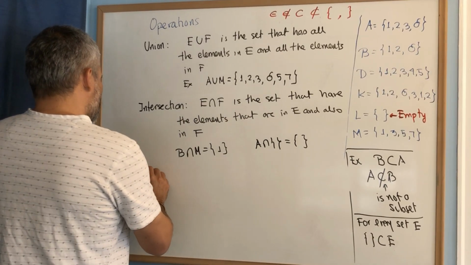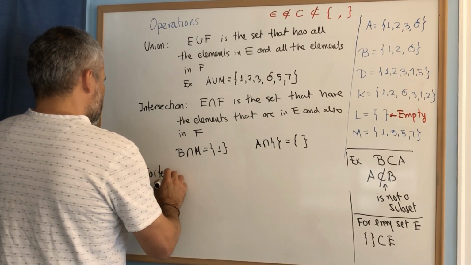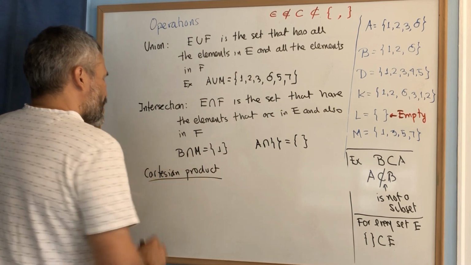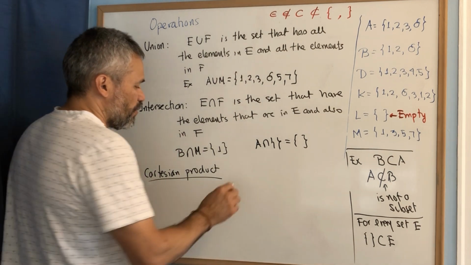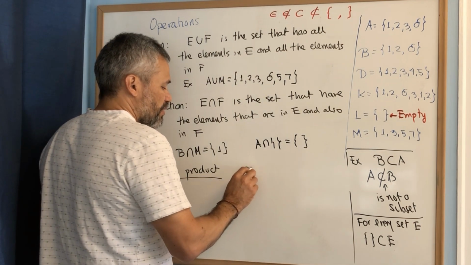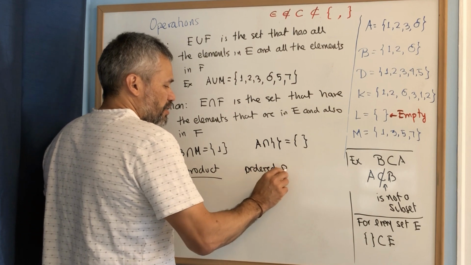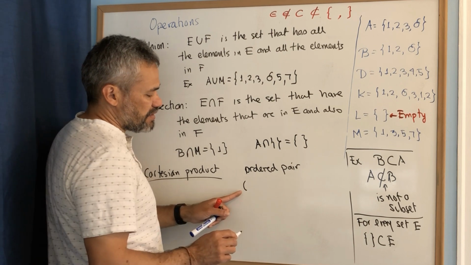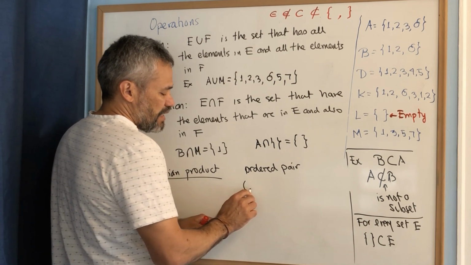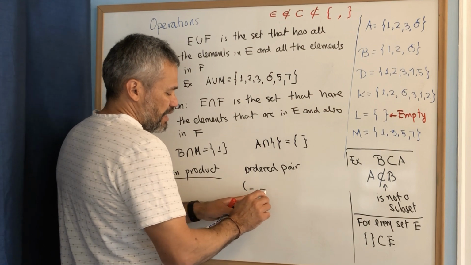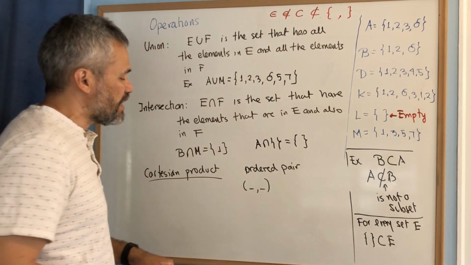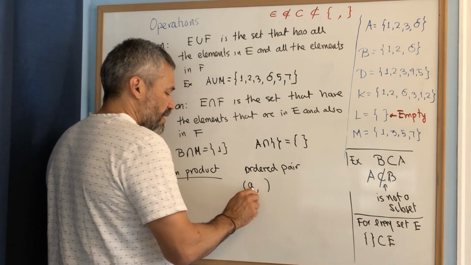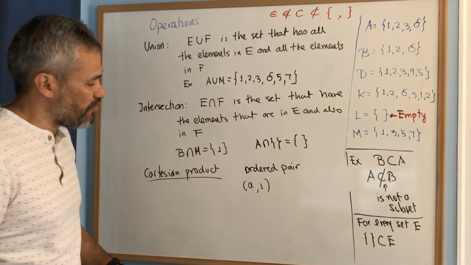Let's continue with the Cartesian product. In order to define the Cartesian product, we need to define the notion of an ordered pair. We're going to denote an ordered pair as something that starts with a parenthesis. It has an element here, and it has another element, and it closes with a parenthesis, and it has a comma. Then an example of an ordered pair would be like (A, 1), right? This is an example of an ordered pair.